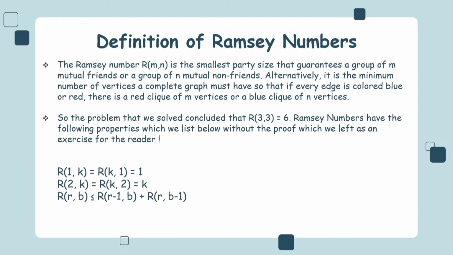R(1, k) is equal to R(k, 1) is equal to 1. The second property is R(2, k) is equal to R(k, 2) is equal to k. The next one is R(r, b) is less than or equal to R(r-1, b) plus R(r, b-1).